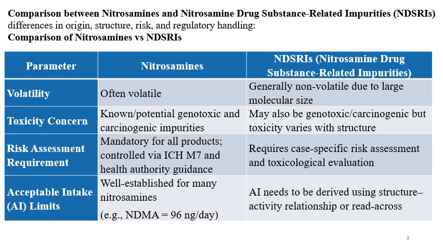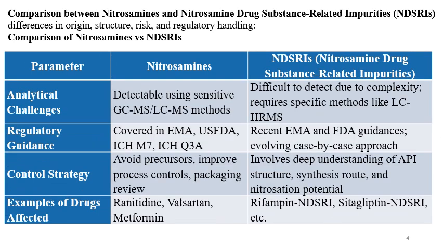Then, acceptable intake for nitrosamines is well established for many of them; for NDMA, it is 96 nanograms per day. While for NDSRIs, acceptable intake limits need to be derived using the structure activity relationship or read-across approach. Many times SAR and read-across activities are performed to check the potential of carcinogenicity and to derive the AI limit for NDSRIs.